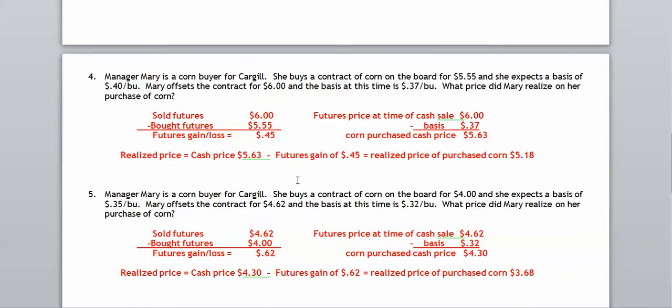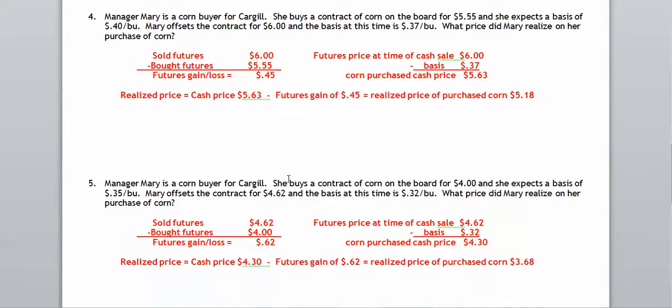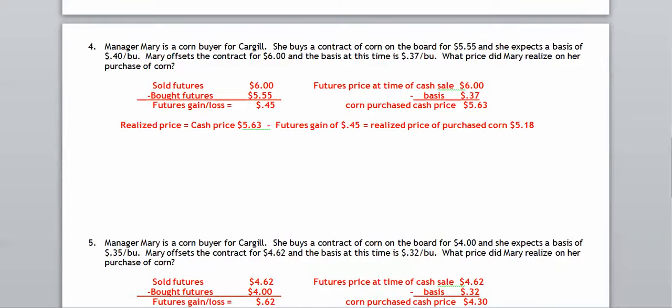Number 4, Manager Mary is a corn buyer again for Cargill. She buys a contract on the board for $5.55. She expects a basis of 40 cents. Offsets the contract for $6 and the basis is 37 cents. What price did she realize?